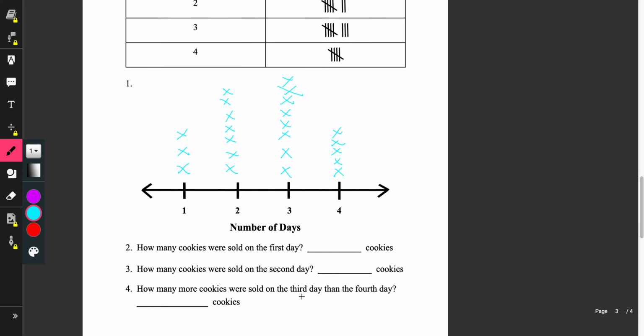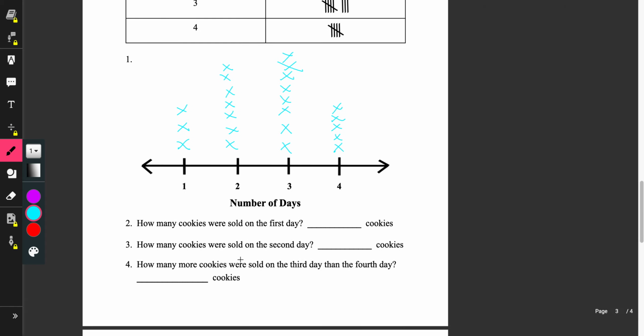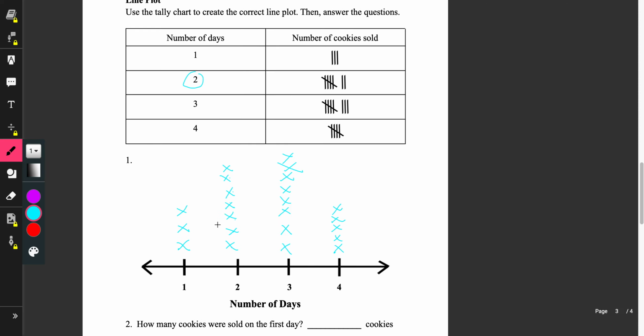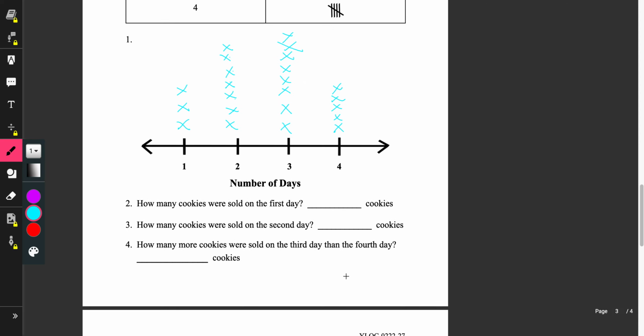Okay, let's answer number 3. How many cookies were sold on the second day? So let's go back. This is the second day, and like we said, on the second day there's 1, 2, 3, 4, 5, 6, 7. So 7. There were 7 X marks, meaning that there were 7 cookies sold. So for number 3, it would be 7.